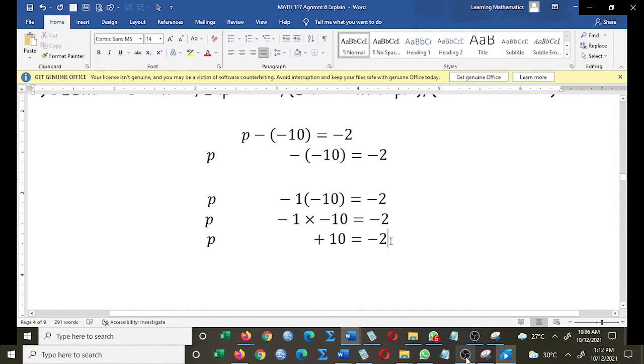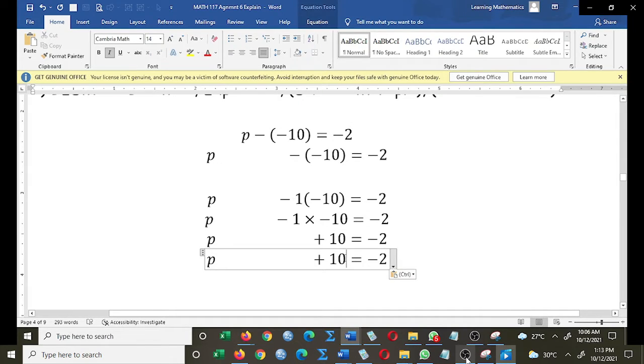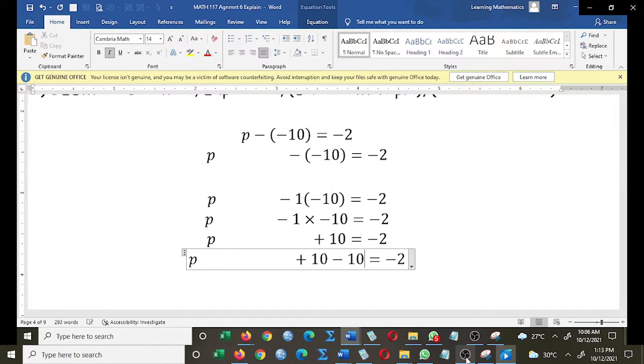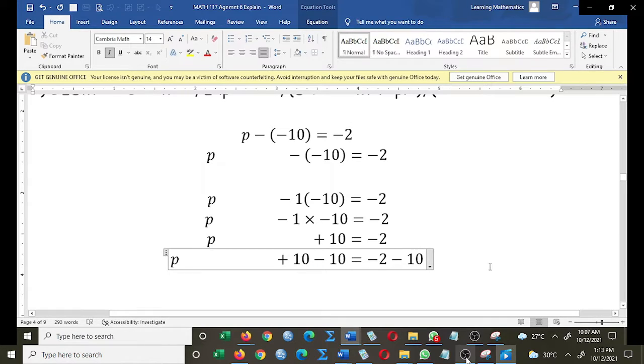So the answer is negative 12. Someone said 8. Yeah, that's what I got. So now you can put your minus 10, isn't that so? Now you can put your minus 10 because you have multiplied it. You have multiplied, so you can put your minus 10 now.